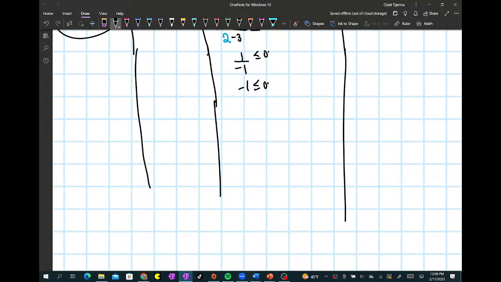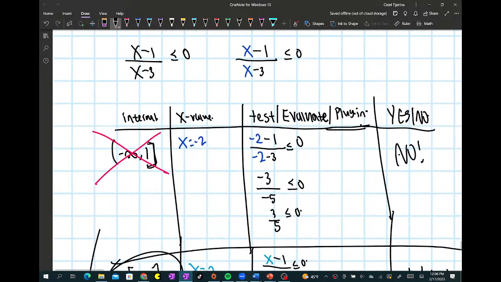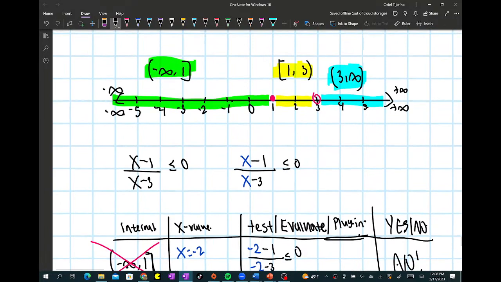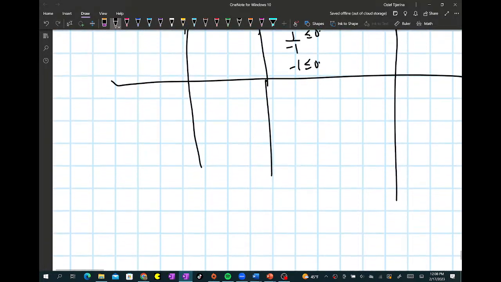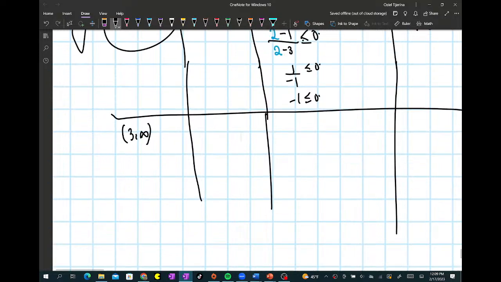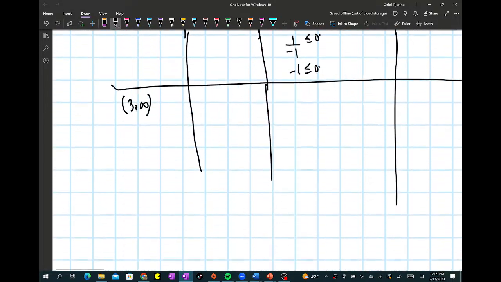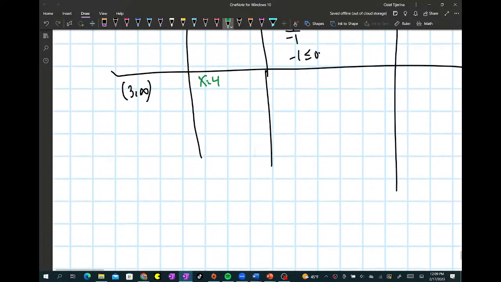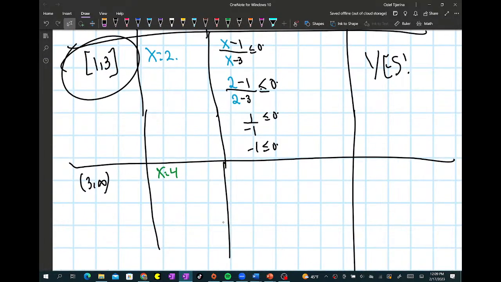And now, the other one we're going to do, and I think this is the last interval, which is 3 to infinity. Again, you want to pick an x value that's greater than 3. So we're going to do x equals 4 in this case. If I do x equals 4, I'm going to rewrite my expression so that you guys know what I'm doing. X minus 1 over x minus 3.